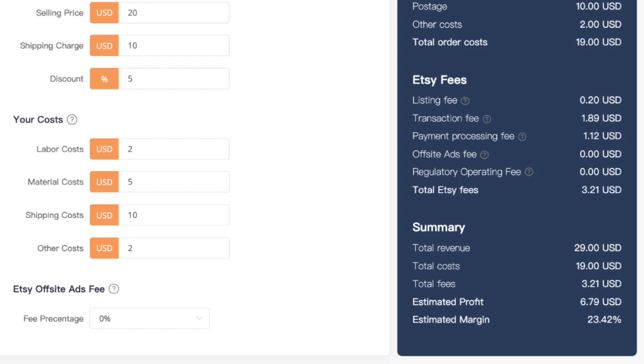You have $19 of total order cost. So, you can go further with the EtsyHunt Etsy Fee Calculator to analyze your results. As you can conclude from the summary part, you will get a $6.79 profit from this sale. Moreover, your profit margin will be 23.42%.